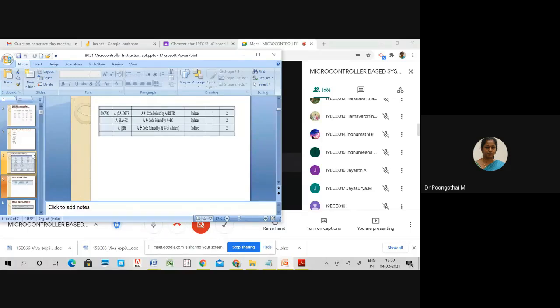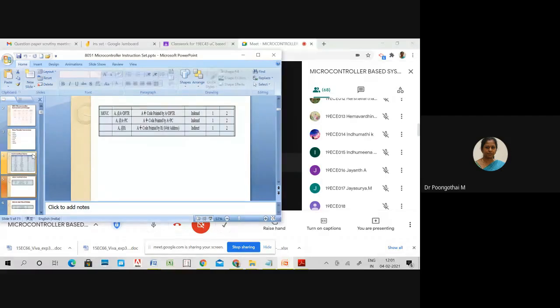So what is the operation of MOVC? You can answer, ma'am. Yes, ma'am. The previous instructions would access the data memory, and this accesses the code memory, the lookup table. Yeah, it's for accessing code memory. Very good.